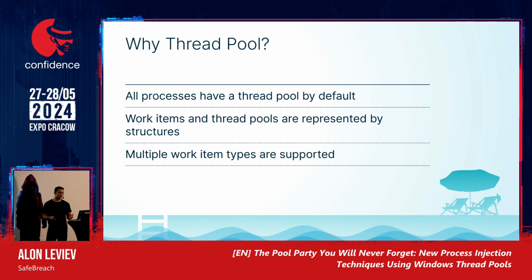So now that we understand what a thread pool is, let me tell you why I chose the thread pool as my target. First of all, processes on Windows have a thread pool by default, which ensures that if I find new injection techniques, they will be applicable against all Windows processes. In addition, work items and thread pools are represented by structures, which increases the possibility of having an execution primitive based only on allocation and writing primitives. And on top of that, we have multiple work item types that are supported by the Windows user-mode thread pool, which means that we have more opportunities.